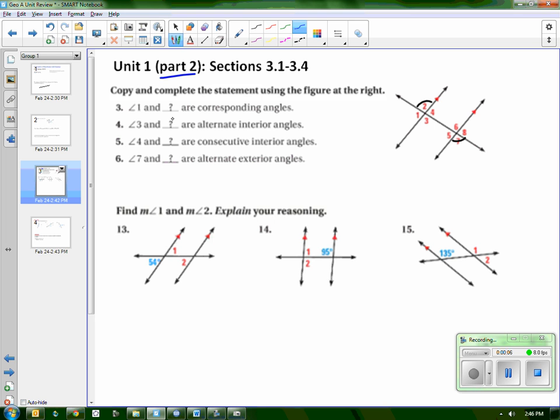Angle 1 and what are corresponding angles? Corresponding is like if they're in the same place in relationship to those intersections. So that's angle 1, over here. That'd be angle 5. Those are corresponding angles, and they are congruent.